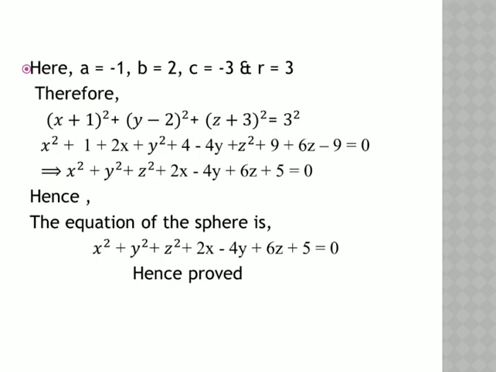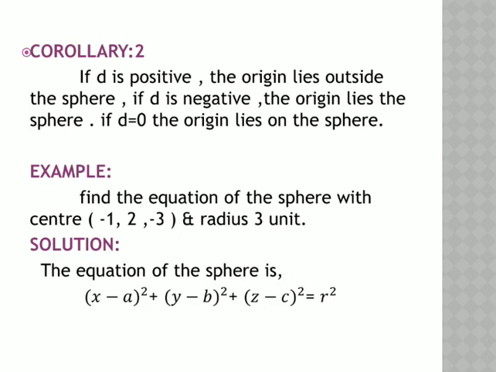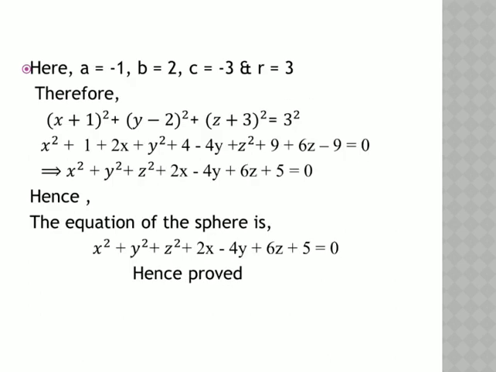Hence, we find the equation of the sphere when the radius is 3 and the center is (minus 1, 2, minus 3). The center and radius are given. The equation of the sphere is x square plus y square plus z square plus 2x minus 4y plus 6z plus 5 is equal to 0. Hence proved. Thank you.